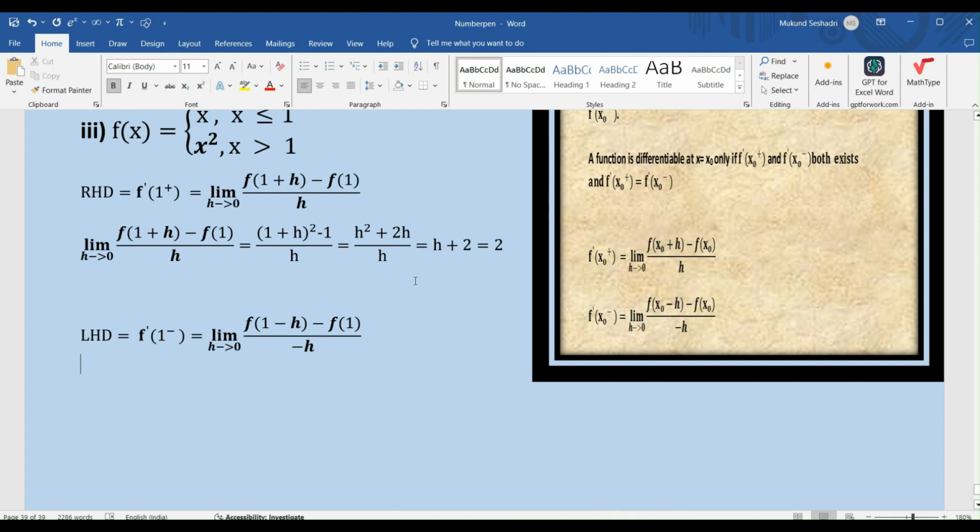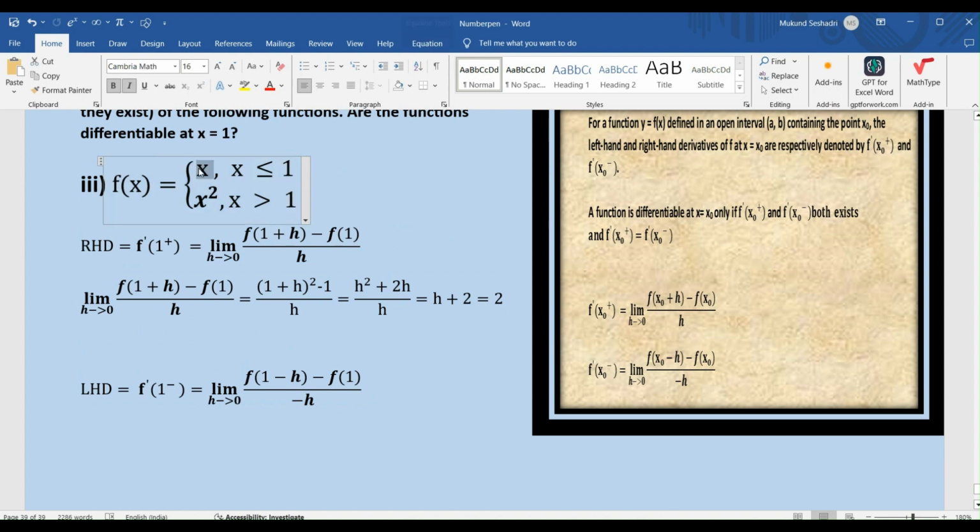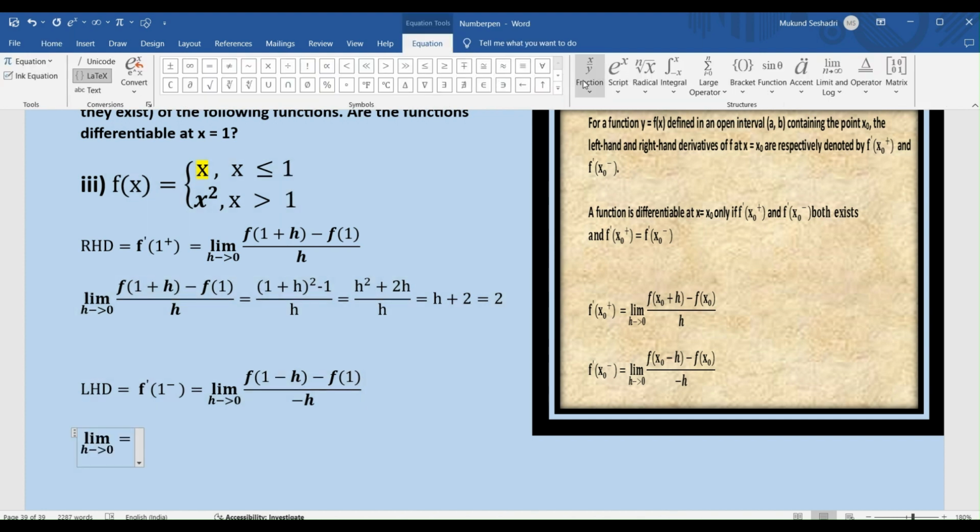So we have 1 minus h, right? And what does that mean? That means x is going to take a value which is lesser than 1, but it could be very close to 1. So then we have our equation x coming into the picture, right? So let's write that. So my f of 1 minus h will have to be represented by x, right? So I replace x by 1 minus h. So I have my 1 minus h minus f of 1, which is again exactly the same as what we calculated when working out our RHD. And then I have my minus h in the bottom, right?